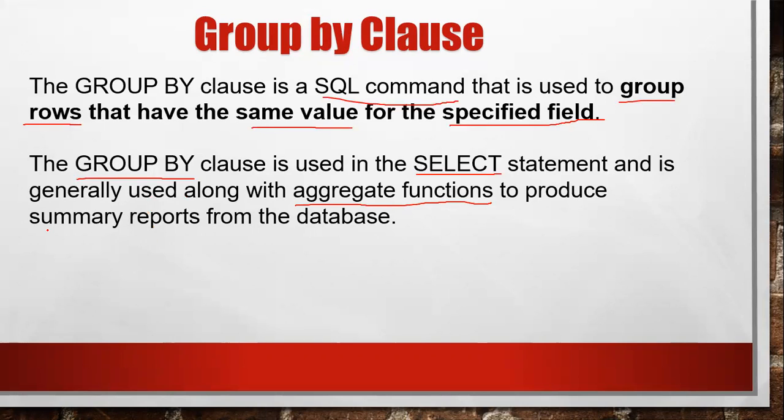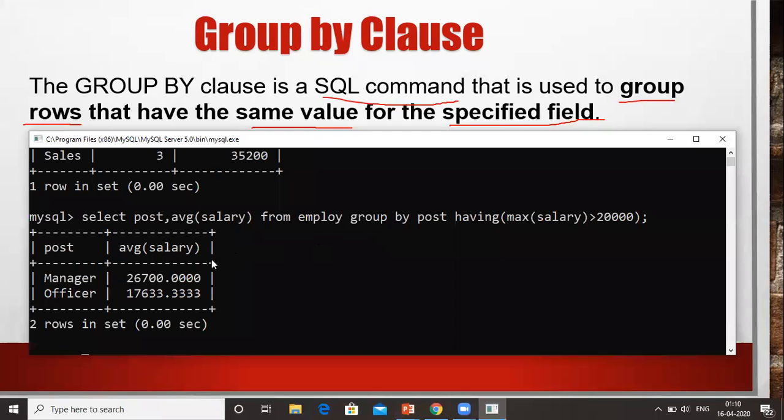So what is this summary report from the database? Let me explain this summary report. You can see that over here the group is made on the basis of post, right? But they have selected the post from each group and found the average salary of each group and shown it to you. So this is basically a report in which we get the name of the post and the average salary in that post, for each post.